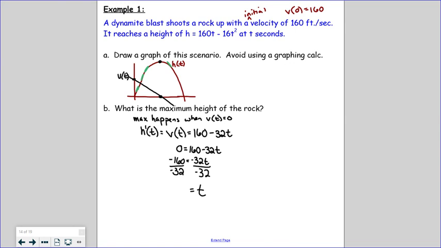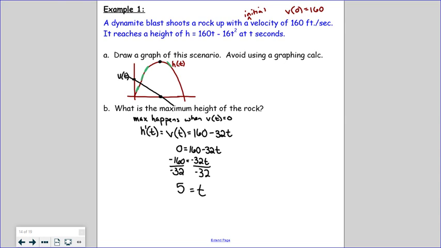Okay. What is 160 divided by 32? 5. So it's happening at time equals 5 seconds, right? That's when it happens. That's not the question. The question is, what is the maximum height? Well, I right now know when it's happening.